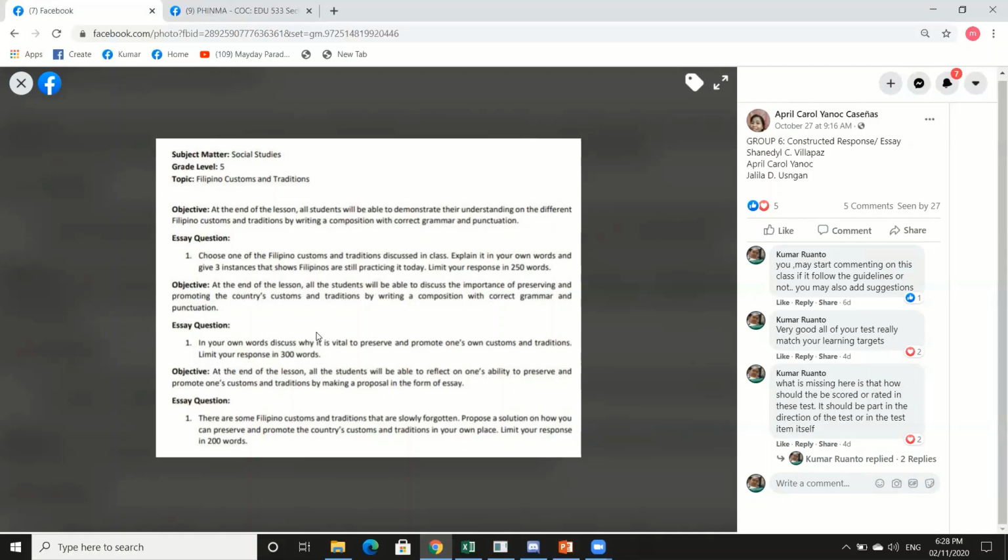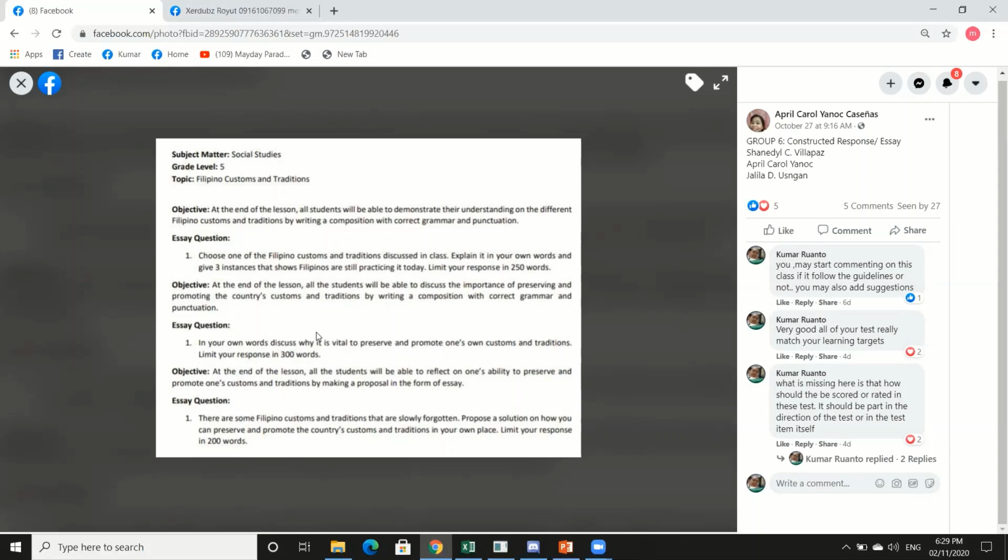Okay, essay item tests are very good. Essay items should assess higher order thinking skills, not lower order thinking skills. Okay, so again, this is the most common test used by teachers, but this is the most highly violated of all.